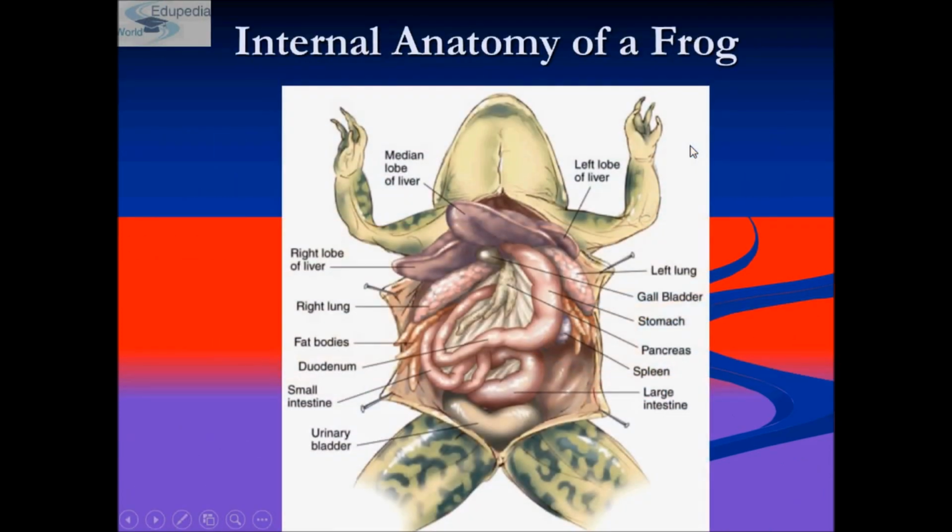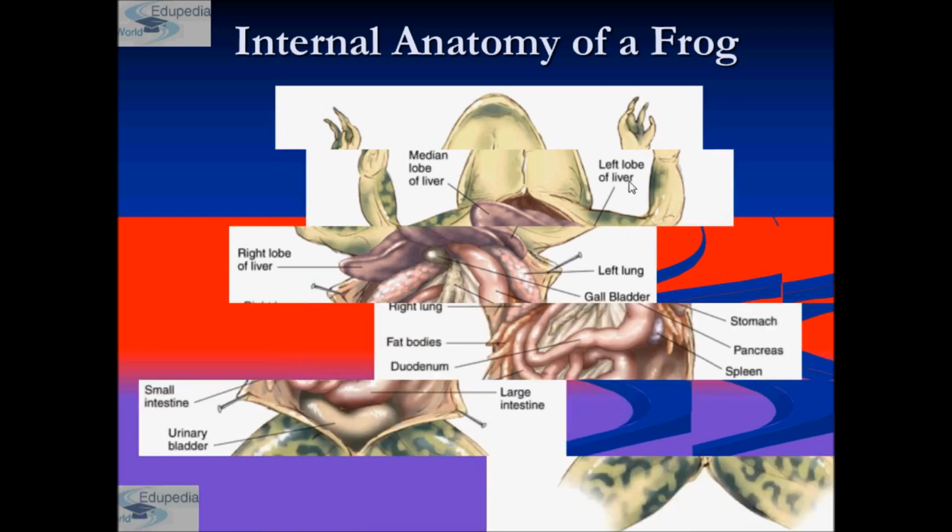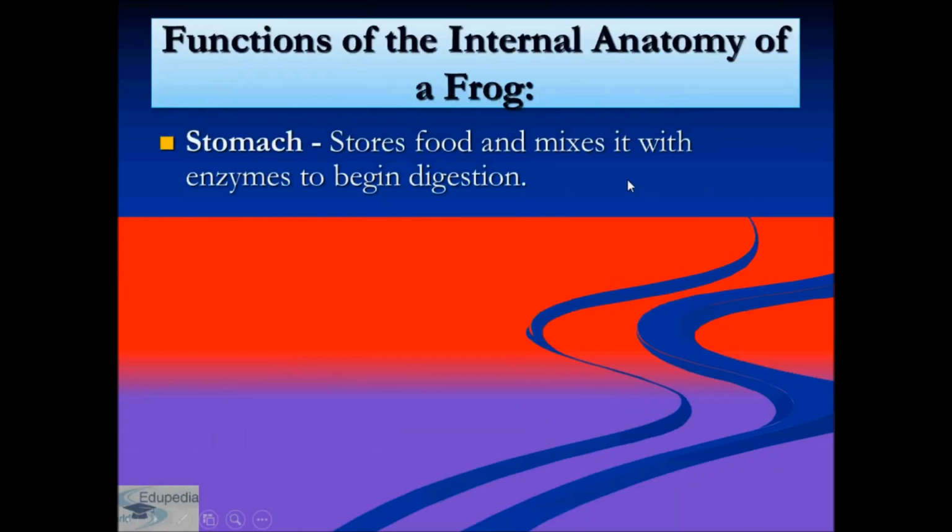Now comes the internal anatomy of the frog. This is the median lobe of the liver. This is the right lobe of the liver, right lung, fat bodies, duodenum, small intestine, urinary bladder, pancreas, large intestine, spleen, gallbladder, left lung, and so on. The functions of the internal anatomy of a frog, we will be studying one by one.